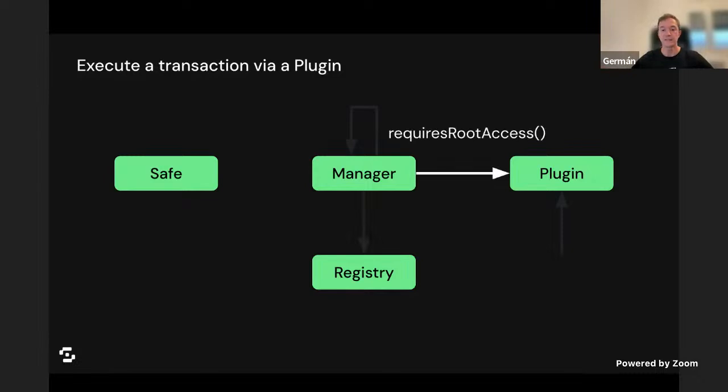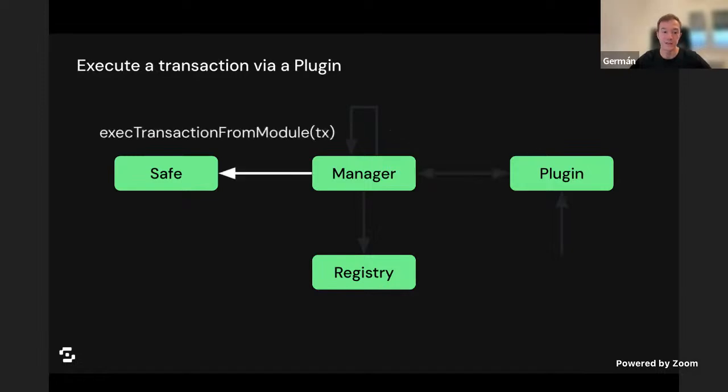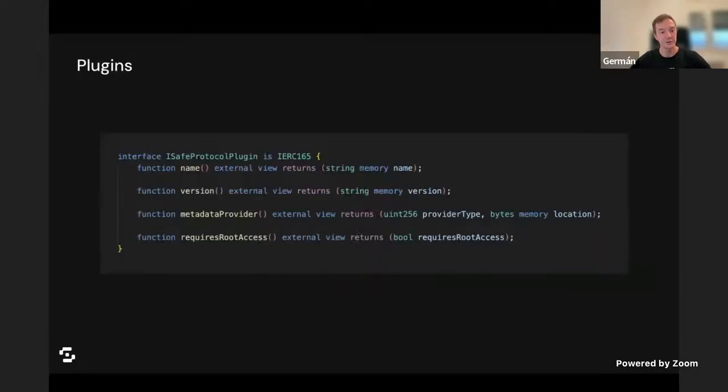Then the manager will ask the plugin what is the kind of permission it has, and we will compare it with the data that is stored in the manager's storage. And if everything is okay, the manager will finally send the transaction from the plugin to the safe, so the safe can execute it. This was very fast, but now we are going to cover the plugin and the manager sides a bit more in detail.